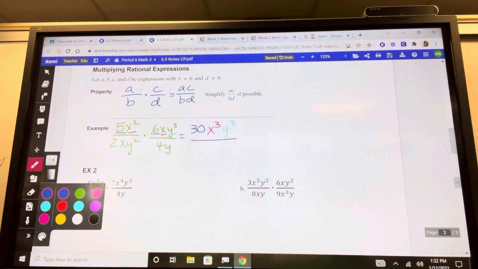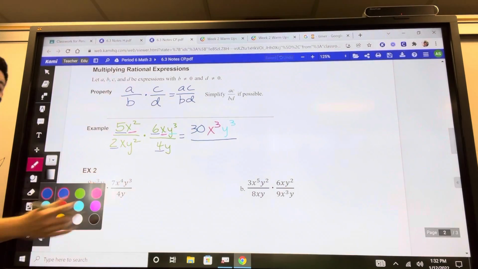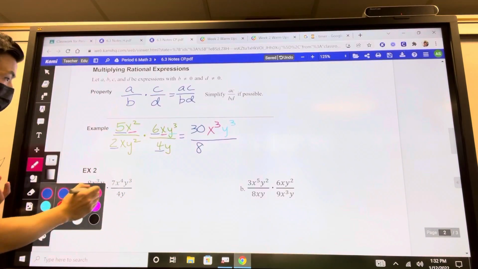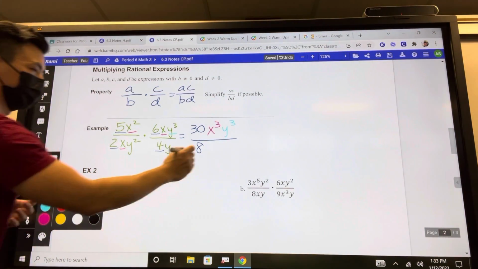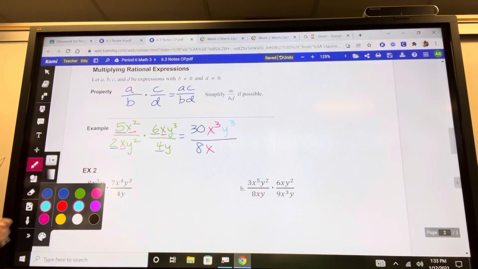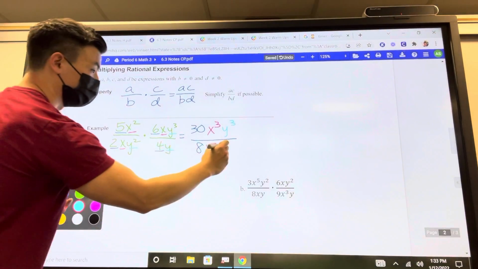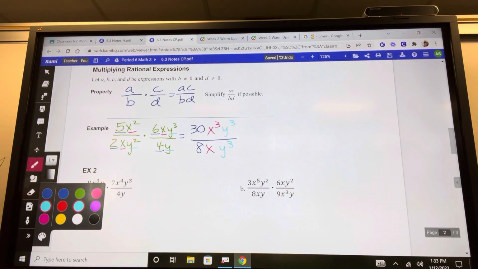I'm going to do the same thing for my denominator here. What are my coefficients for my denominator? 2 and 4, and if I multiply that, I get 8. Multiply my x's, what does that give me? Sorry, do I have another x? No, so I just write x. And my y's? Yeah, y to the third. So multiplying straight across, not too bad, right? Any questions on how I multiplied this?